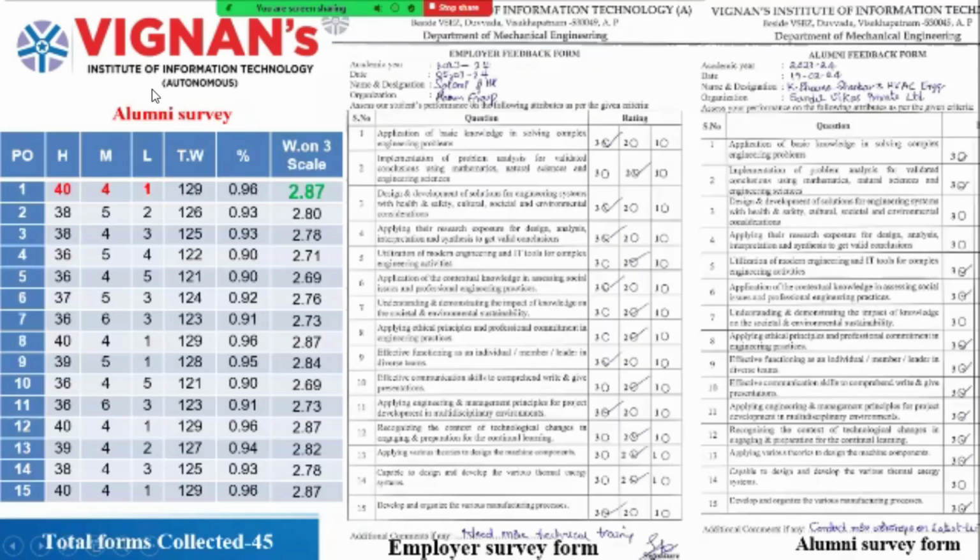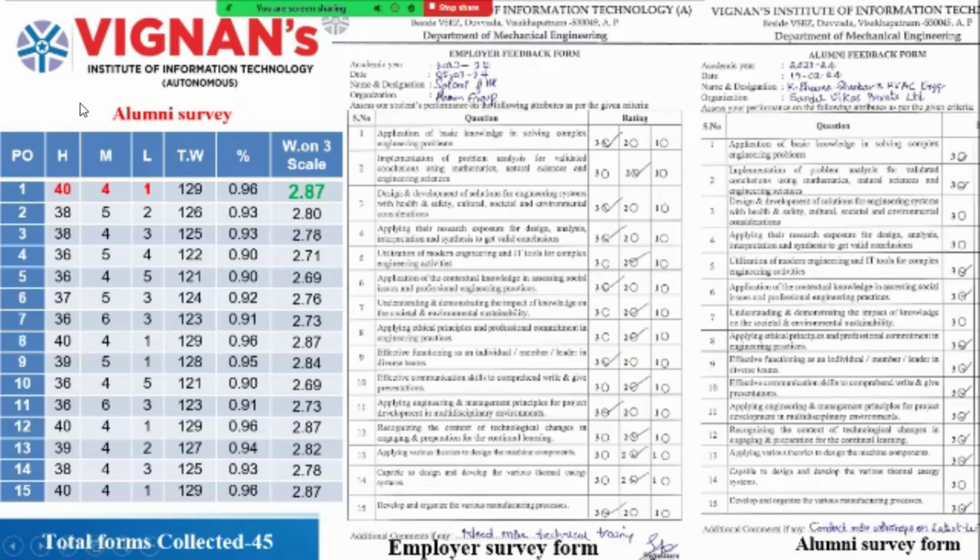Okay, this is the alumni survey. This is the employer feedback form, and this is the alumni feedback form. So let us take the alumni survey. The total forms collected are 45. So in this, we have again high, medium, low. So out of 45, 40 members chose high, 4 members chose medium, and 1 member chose low.